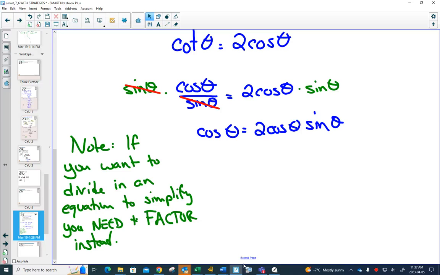Like, this is tricky. But I want, first of all, to point out that if cos of theta is zero, is this equation true? The left side would be zero. The right side would be 2 times 0 times sine theta. It would be 0. I hope you can see that when cos of theta is 0, this equation is true. If I divided both sides by cos of theta, I would accidentally sometimes be dividing by 0, and I would lose some of my solutions.